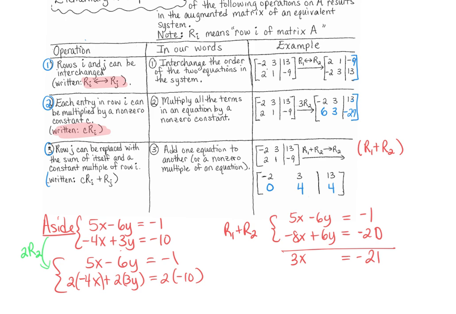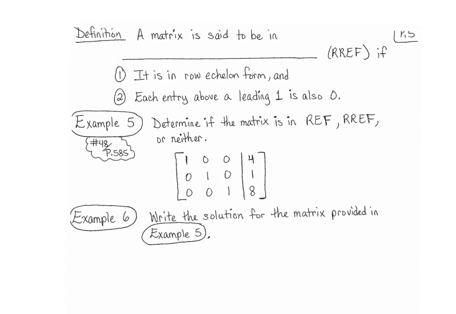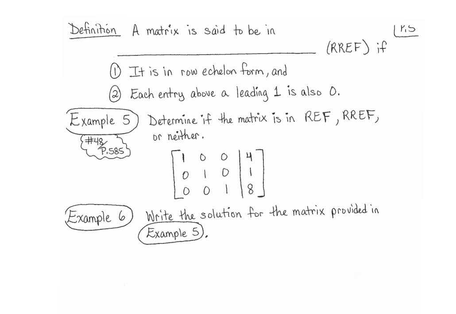Okay. All right. So we talked about having a matrix in row echelon form. Let's talk about what it means for us to have a matrix in reduced row echelon form. Reduced row echelon form just means our matrix is simplified as much as possible. But we have more with that. A matrix is said to be in reduced row echelon form. Typically, we'll write RREF.